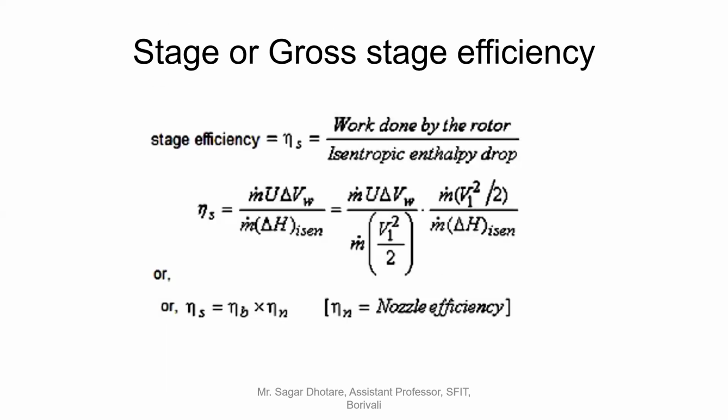Now, the stage efficiency. The stage efficiency is the work done by the rotor divided by isentropic enthalpy drop. The work done by rotor, we have already seen, is m u into Vw1 minus Vw2, divided by the isentropic enthalpy drop, that is m into delta H. So putting all the values we can find out. You can also find that the stage efficiency is equal to blade efficiency into nozzle efficiency.